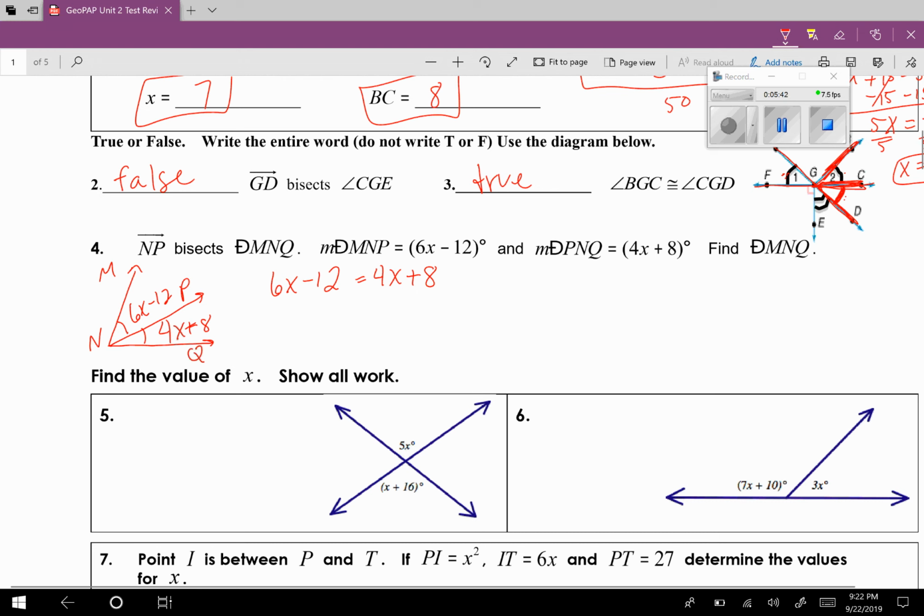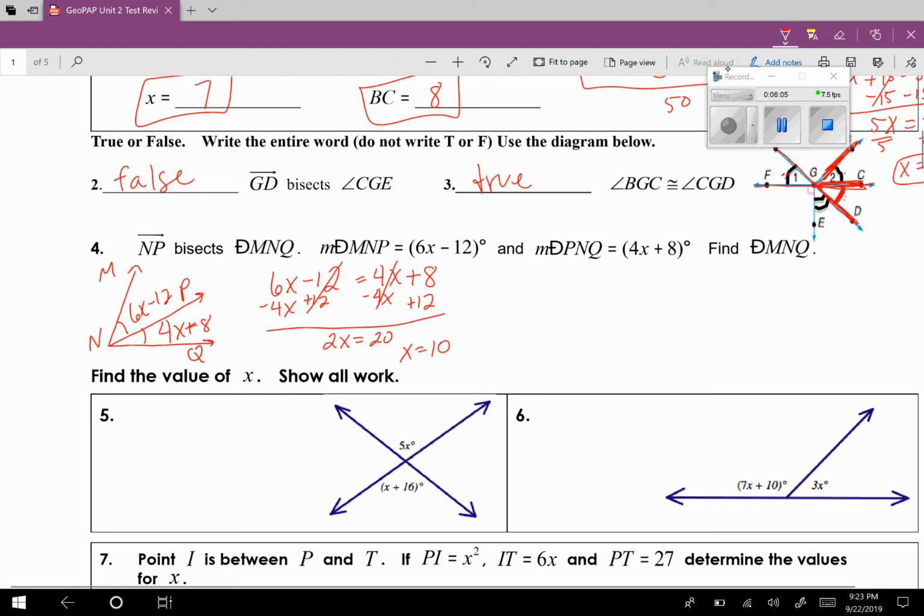And so now I'm just going to solve here. I'm going to add 12 to both sides. I'll subtract the 4x from both sides as well. Just do that all in one step. So 6x minus 4x is 2x. And 12 plus 8, that's 20. So x is 10. Okay, so we know x is 10.